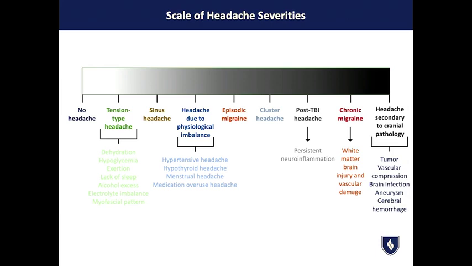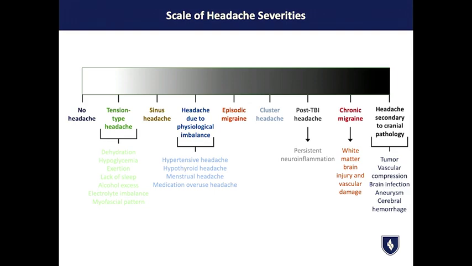So then you have sinus headaches. Sinus headaches can vary. Some sinus headaches could be severe where a person just can't function and do anything that day when they have them. Other times it's just mild pressure, but they're not very severe as far as mechanisms that could be underlying those types of headaches. Then we get into headaches due to physiological imbalances. For example, a hypertensive headache or a hypothyroid headache or a menstrual headache or medication overuse headaches. These are headaches occurring because there's some significant physiological imbalance that needs to be addressed. So those are pretty important to identify.